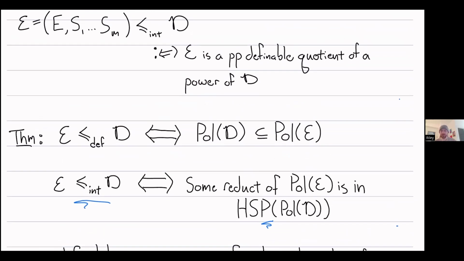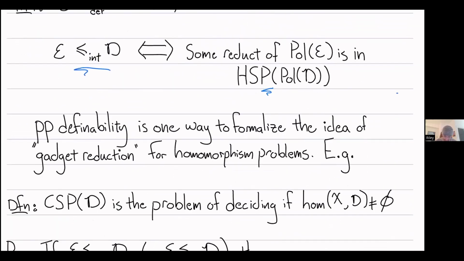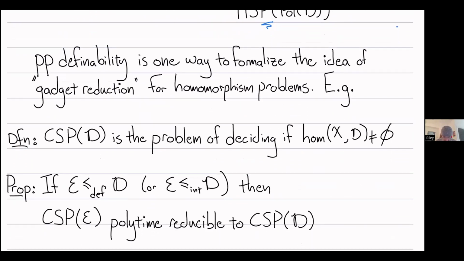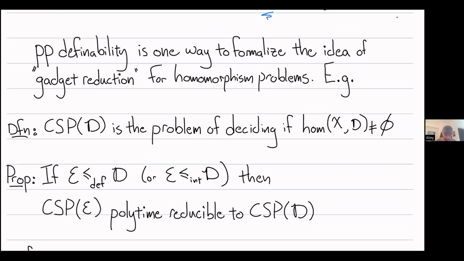And this duality has seen a lot of applications in computer science and finite combinatorics because PP definability is one way to formalize the notion of a gadget reduction between homomorphism problems. So in the finite setting in computer science, here's one precise way this shows up. So first, CSP for D, this is just the problem of deciding for a given structure X with the same signature as D, does it have a homomorphism to D?